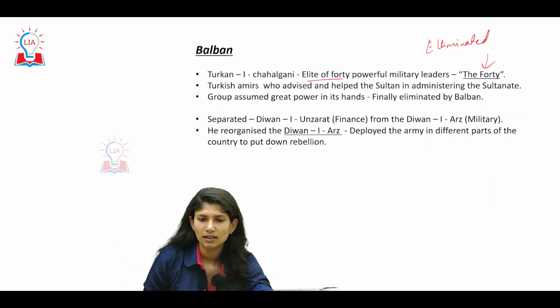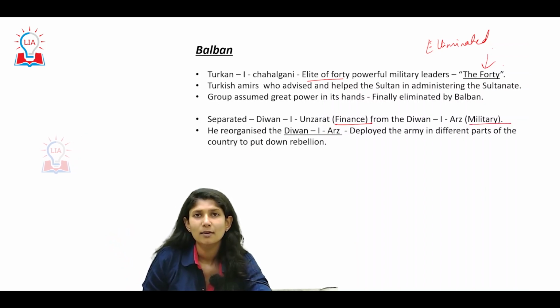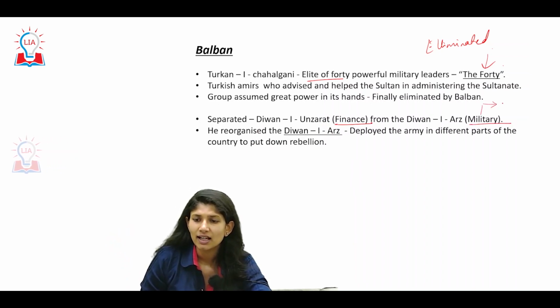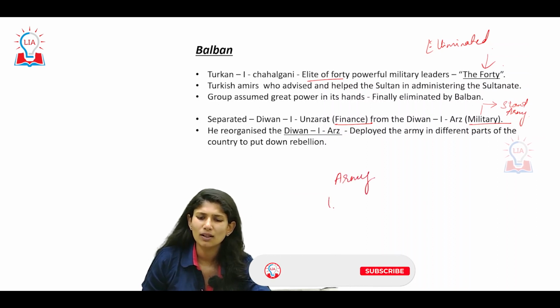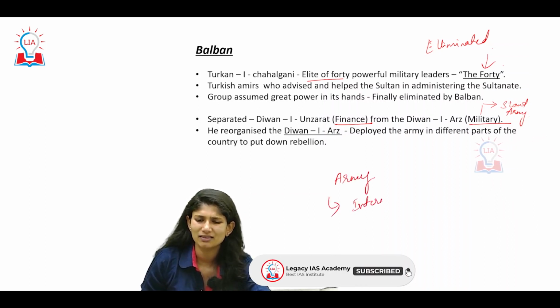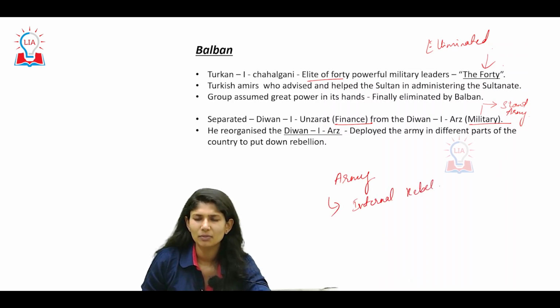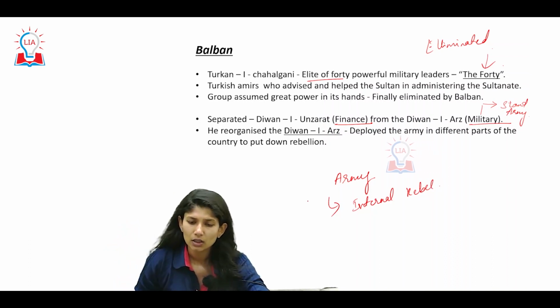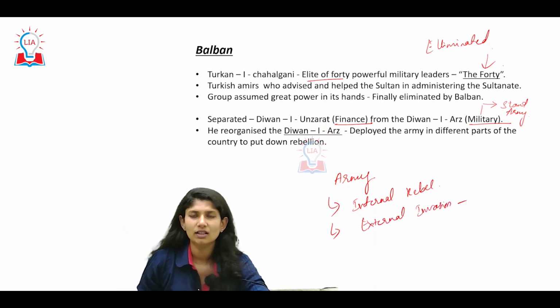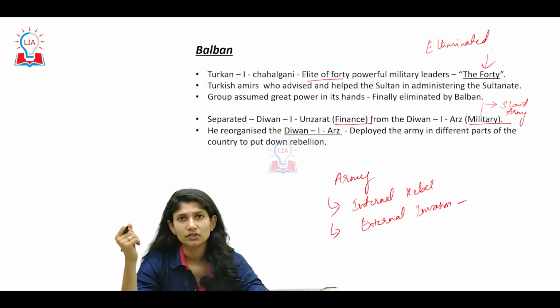Now, look at this. He separated finances from military and even in this military, he standardized the army. Why was the army standardization needed? One is there was a lot of internal rebellion, in the form of Turkish nobles, in the form of the 40, right? Alongside that, to deal with external invasions, external invasions in the name of your Mongol attacks.